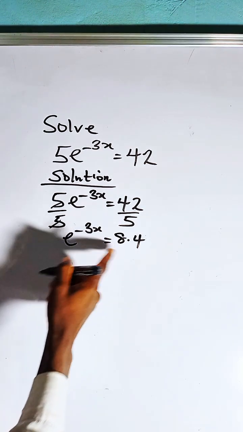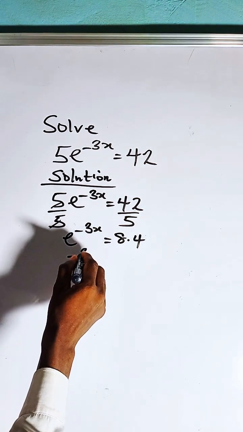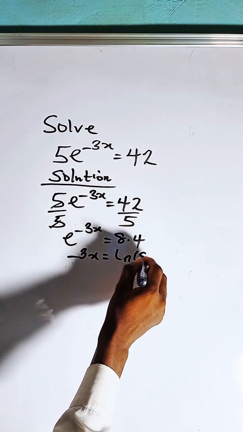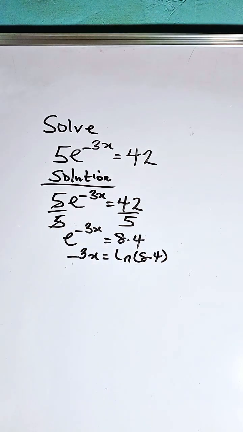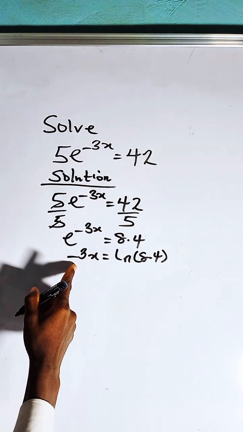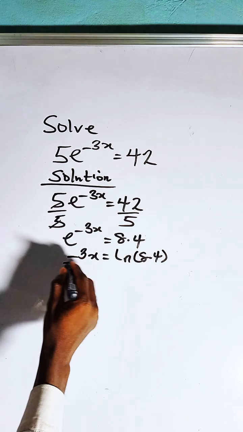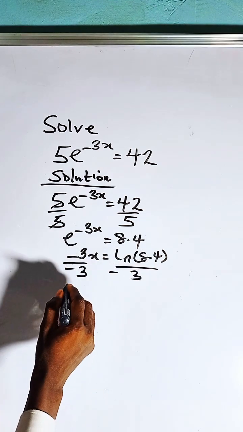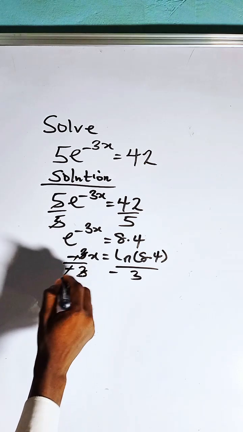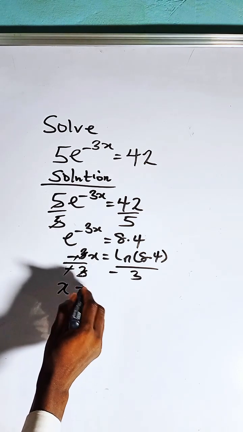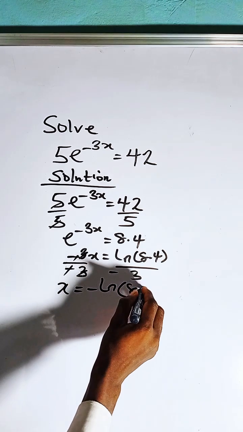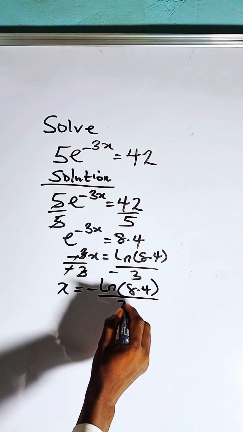When we do this, we have minus 3x equals the natural log of 8.4. So what do we do? We divide both sides by minus 3, which is the coefficient of x. By minus 3, this is cancelled out. So we have x equals minus the natural log of 8.4 divided by 3.